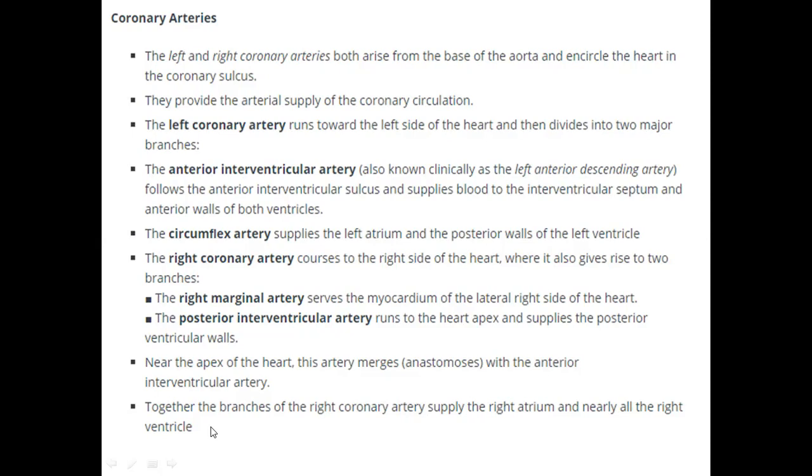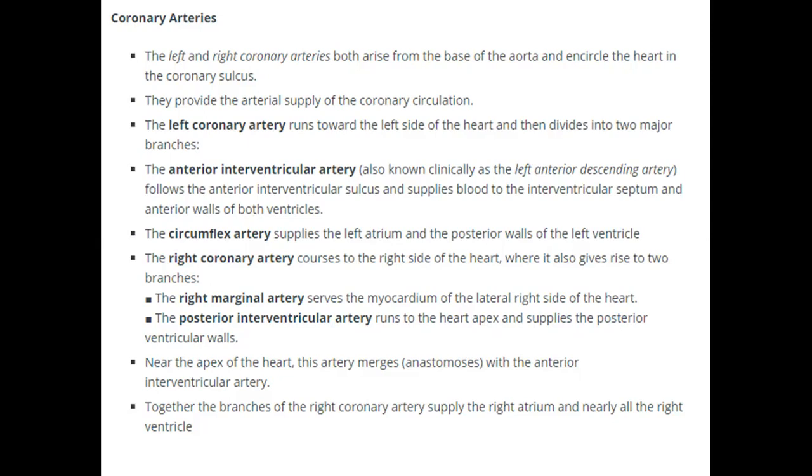So this is very simple. If it's the right coronary artery, then it is supplying the right atrium. Remember that. If it is the left coronary artery, it is supplying the left atrium. But for the ventricle, the left coronary artery gave a branch, this one, that comes to supply the interventricular septum and the anterior wall of both ventricles, not only the left ventricle. It goes to supply both ventricles, but on the anterior side. While this posterior interventricular artery goes to supply both ventricles also, but on the posterior side.